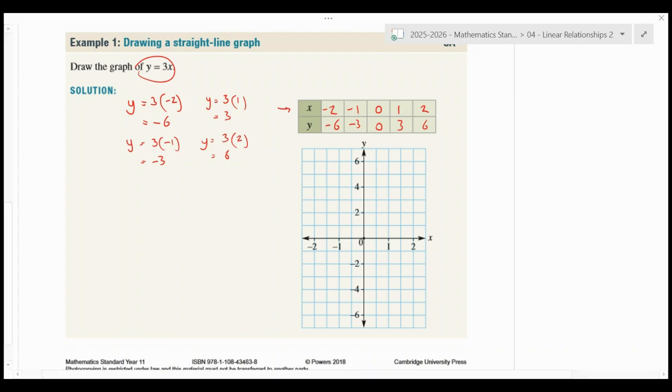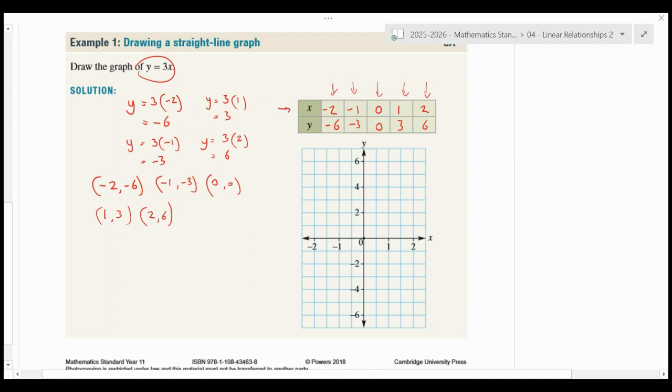Okay, so now that we've got that there, we've got our ordered pairs, or our points. So what we're going to do is plot these 5 points. When we're doing coordinate geometry, we're using the x value, -2, and the y value, -6. So that's one of our points. The next one is -1, -3, then 0, 0. We've got 1, 3, and we've got 2, 6. So 5 points. All right, so now we're going to plot them.